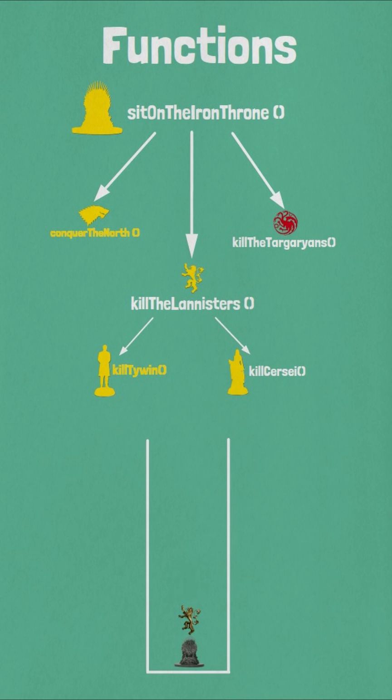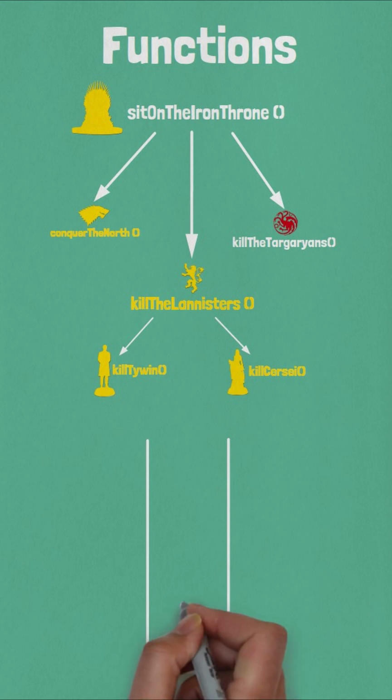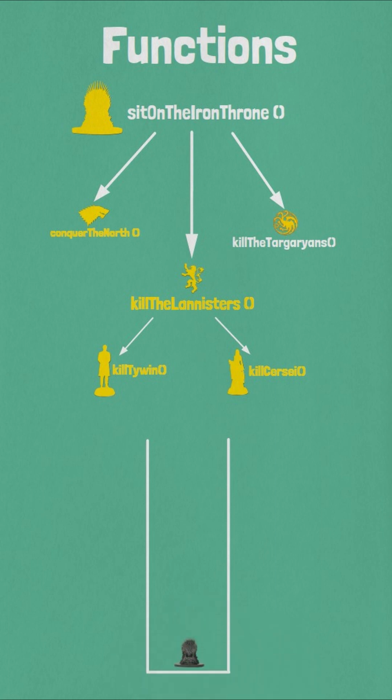So after doing those two, we're done executing the kill the Lannisters function, so we can pop it and move on to the kill the Targaryens function. Finally, once all of those functions finish executing, we can mark our original function as done and then pop it off the stack. And now that our stack is empty, we're done executing our code. That's it. Hopefully you've seen how a concept so simple can be so useful in computer science.